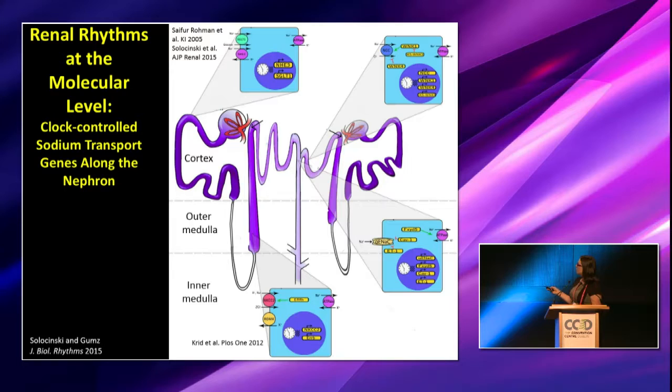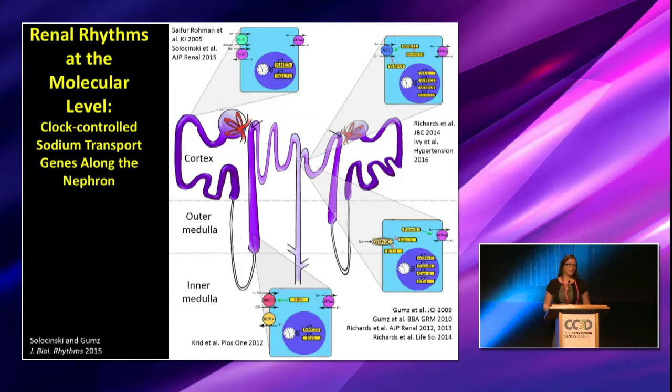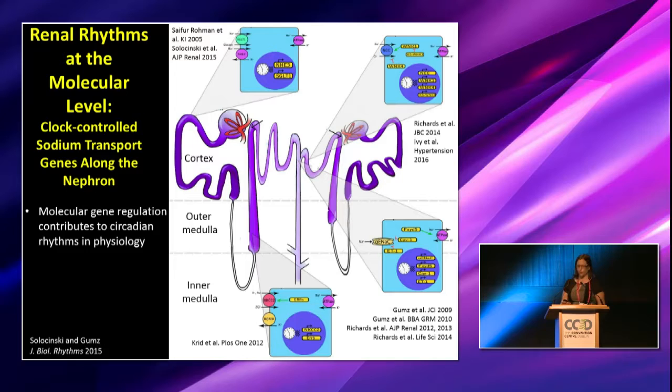And then moving on to the distal convoluted tubule, in work that I didn't have time to share with you today, we showed that the sodium chloride cotransporter, which is the target of the very commonly used antihypertensive hydrochlorothiazide, is also regulated by this mechanism. We've also done a lot of work in cortical collecting duct cells, and I've mentioned that briefly with the regulation of alpha-ENaC by the mineralocorticoid receptor and PIR1. So taken together, all of these data suggest that molecular gene regulation really does contribute to circadian rhythms in renal physiology. And this has implications for the regulation of renal function and blood pressure.